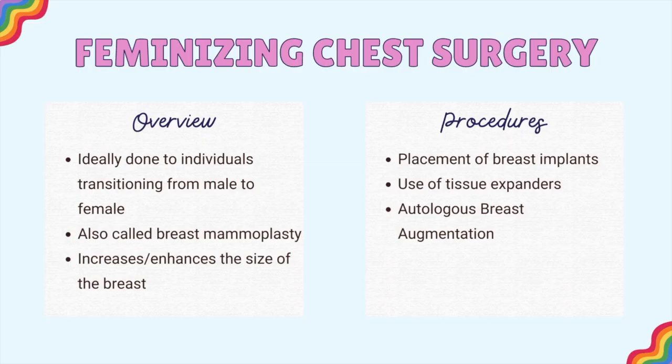The first category of chest surgery is called feminizing chest surgery or breast mammoplasty. Ideally done to individuals transitioning from male to female, this procedure is done in order to increase, enhance, or change the shape of a person's breasts. These procedures can involve the placement of breast implants, the use of tissue expanders, or the transferring of fat from other body parts to the chest, also called autologous breast augmentation.